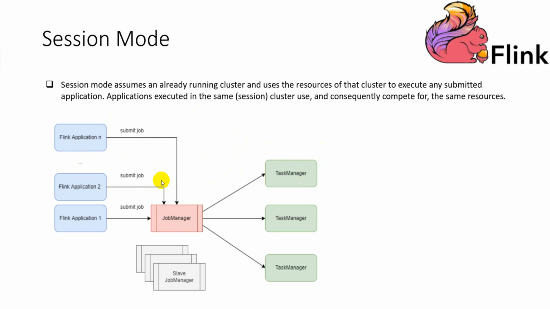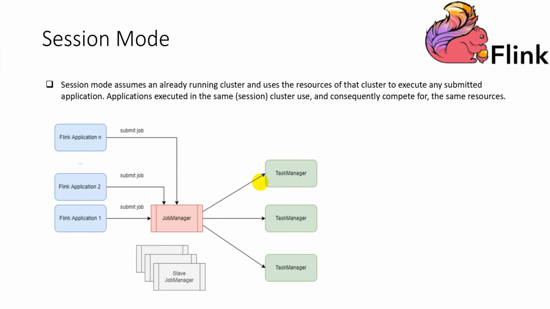Like this figure is showing, Flink can submit multiple jobs to a unique job manager for application execution. As you can see, Flink job 1, job 2, and job n. Okay, because this cluster is already running and existing, right?